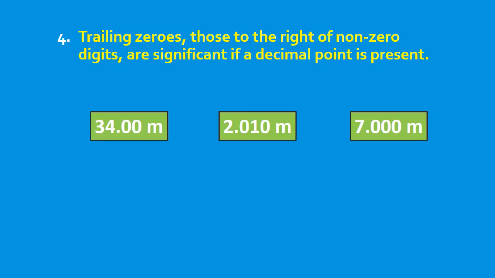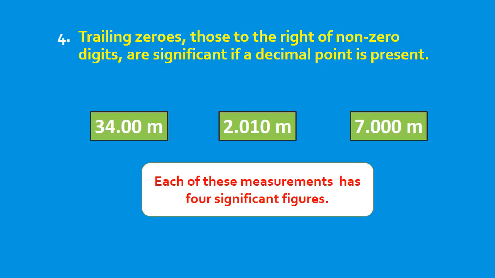Trailing zeros, that is those to the right of non-zero digits, are only significant if a decimal point is present. So these zeros are significant because a decimal point is present. This 0 is significant because it's trailing to the right of a non-zero digit and a decimal point is present. And these 3 are significant because of this decimal point being present. So in each case here we have 4 significant figures.